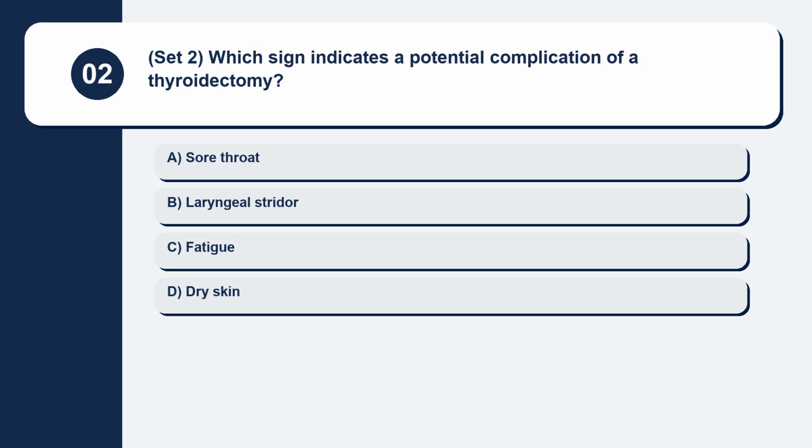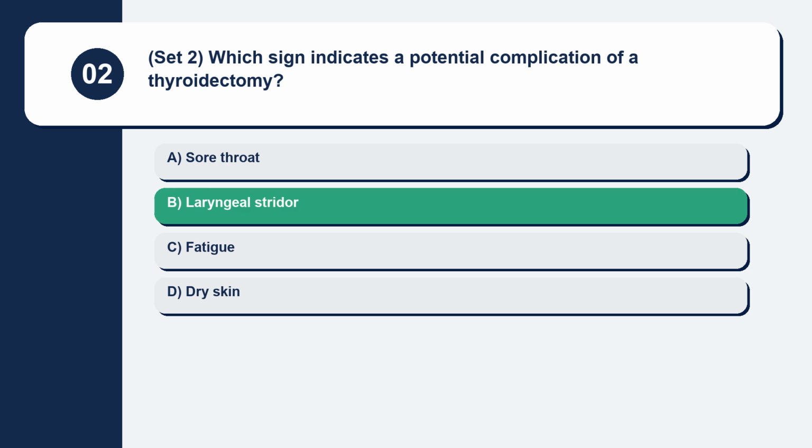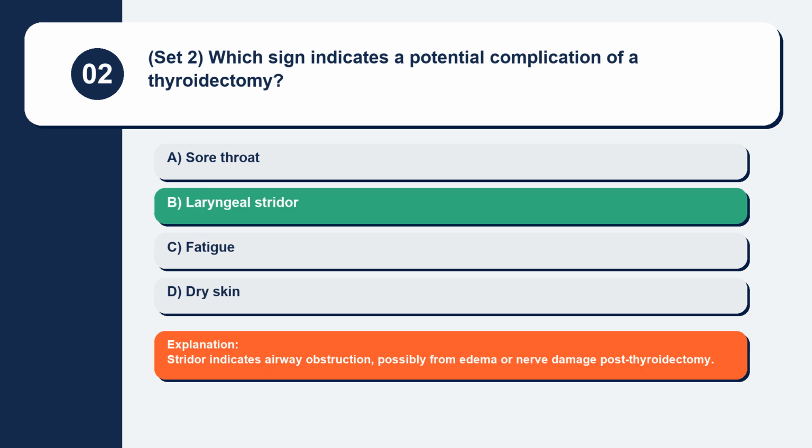Question 2. Set 2. Which sign indicates a potential complication of a thyroidectomy? Sore throat, laryngeal stridor, fatigue, dry skin. Stridor indicates airway obstruction, possibly from edema or nerve damage post-thyroidectomy.